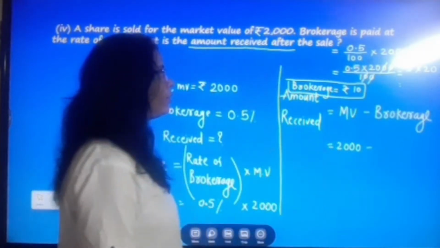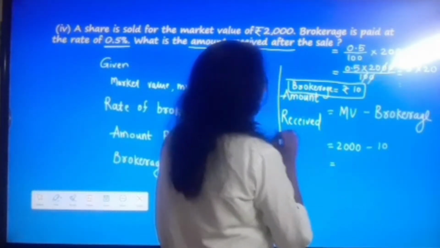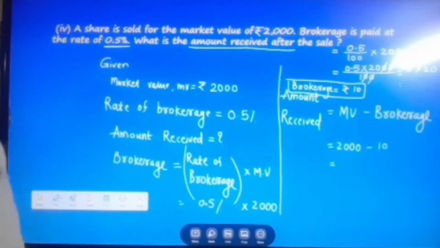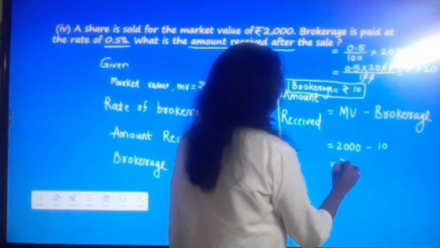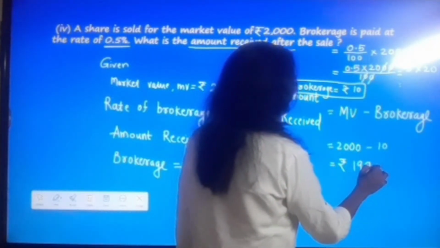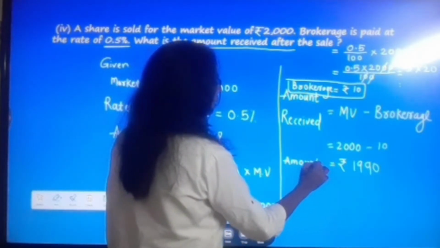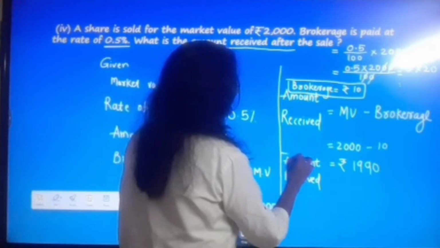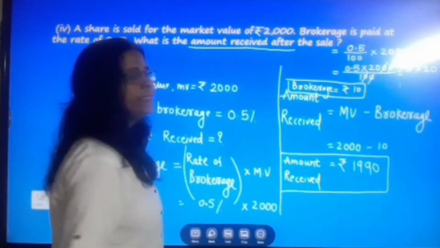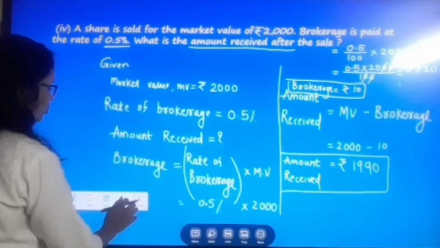So now in this formula we can put this value, rupees 10. Now 2000 minus 10. So what is 2000 minus 10, students? That is equal to rupees 1990. So the amount received is equal to rupees 1990, after the sale. Then next one, students, see the next example.